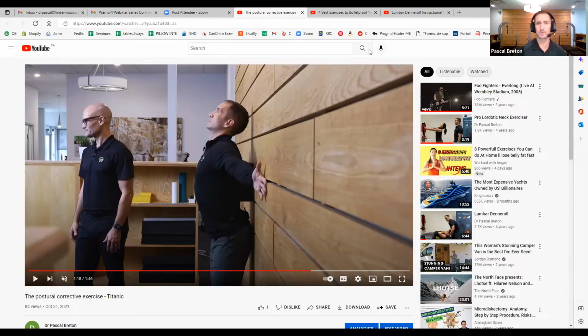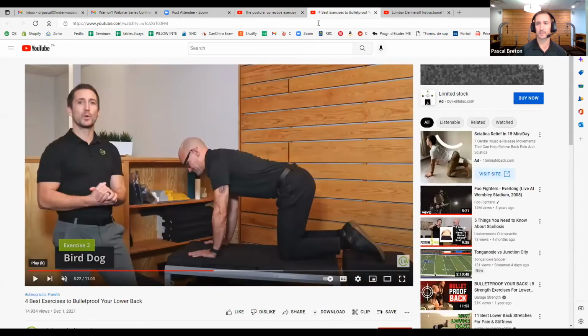Okay. Now let's see if we go here. Can everybody see now the tabletop position here? Check. Did everybody, that screen share went well? Good. Okay, so now the cat-cow exercise.